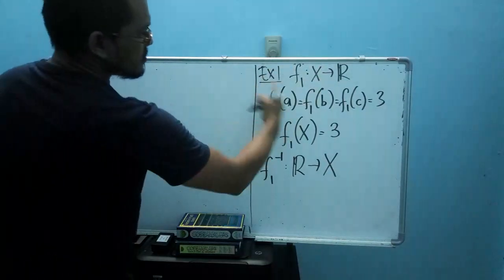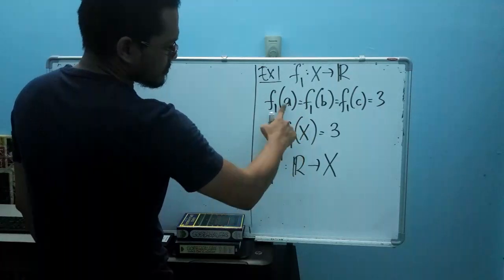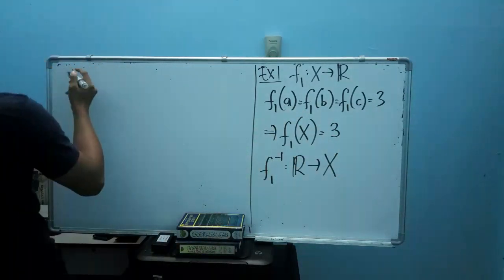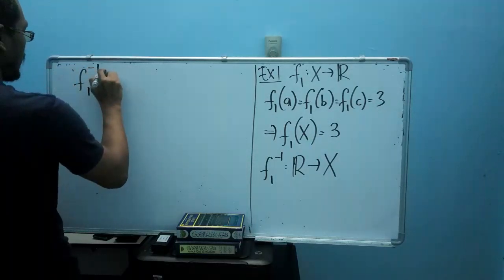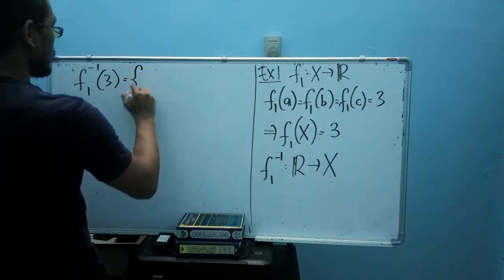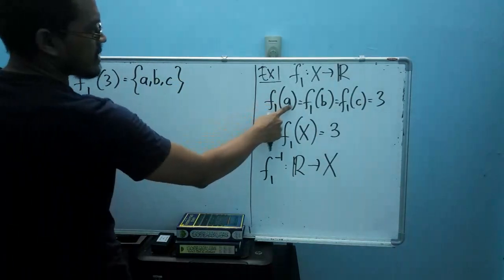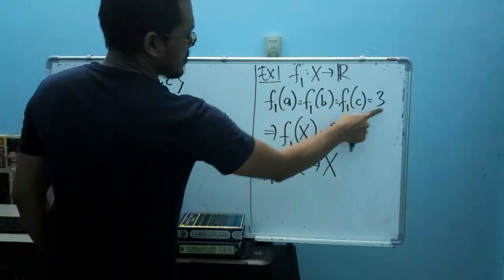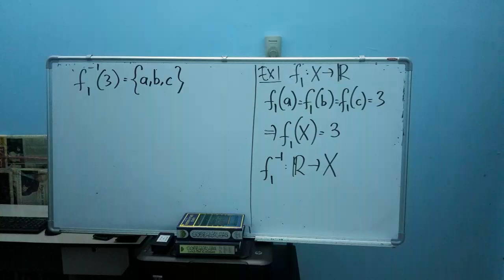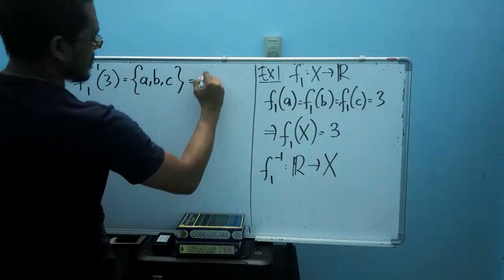Since our function f1 only takes one value, f1(x) for all elements of X equals 3. Therefore I can say that the inverse of 3 will be equal to the set {A, B, C}. Why? Because f1(a) equals 3, f1(b) equals 3, and f1(c) equals 3. Of course, when you take the inverse of 3, it gives you A, B, and C. So the inverse of 3 is equal to X.